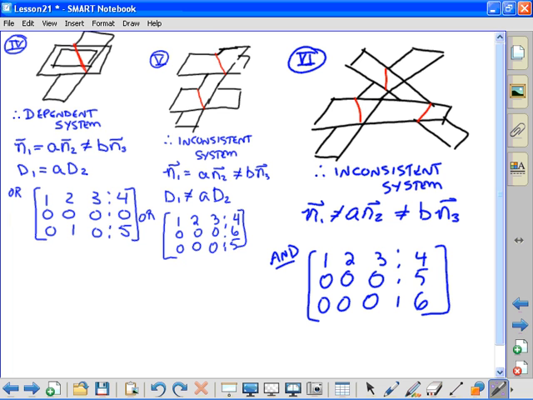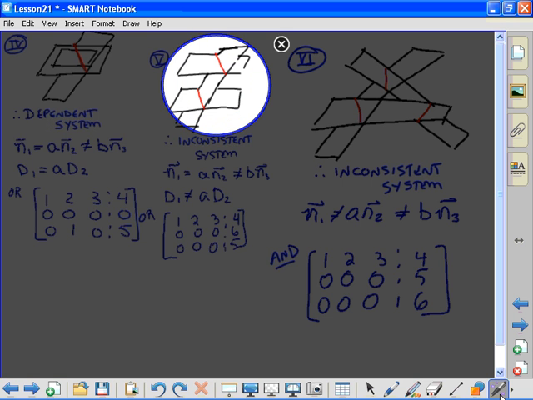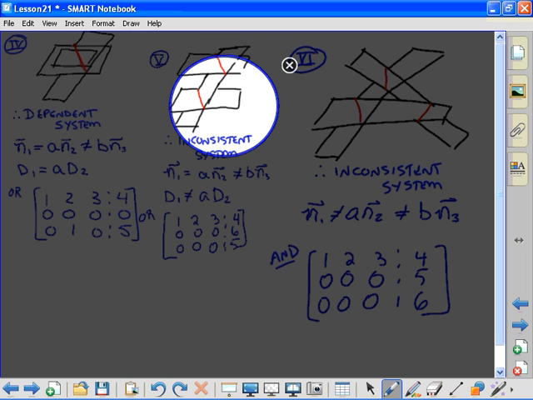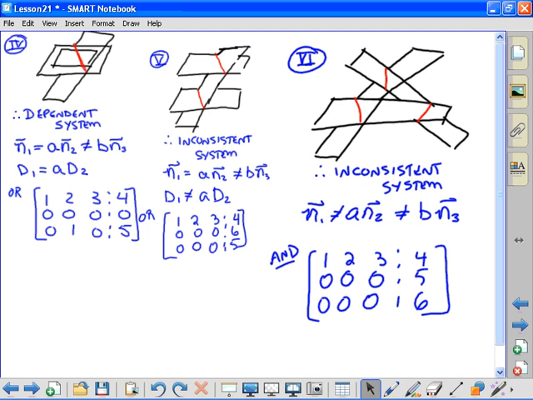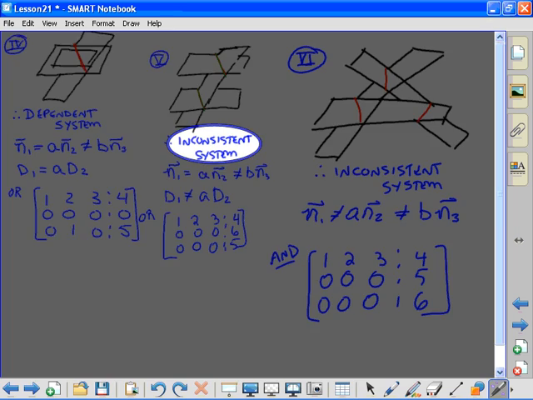For this one, sometimes people confuse this and say there is a solution, but there's not, because the three planes don't share one thing in common. Yes, there are lines of intersection, but those lines of intersection are in two different locations. So this is an inconsistent system. An inconsistent system means there's no solution. They do not share anything.